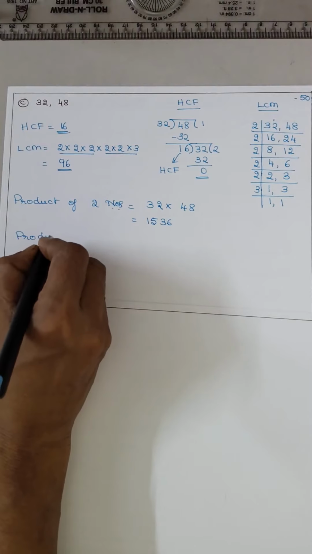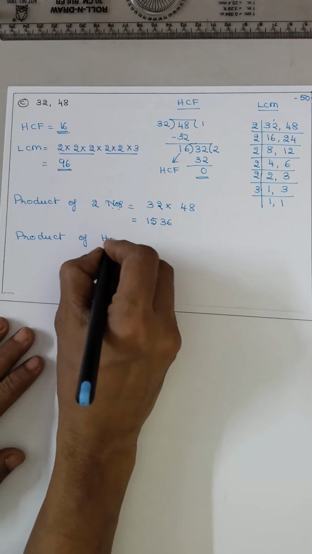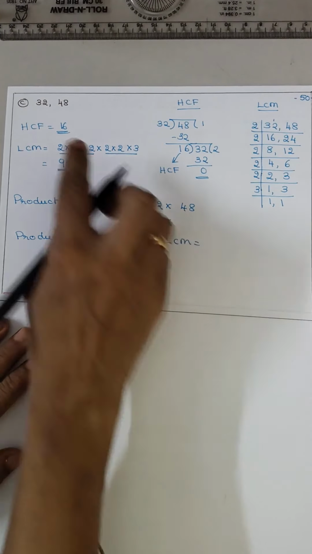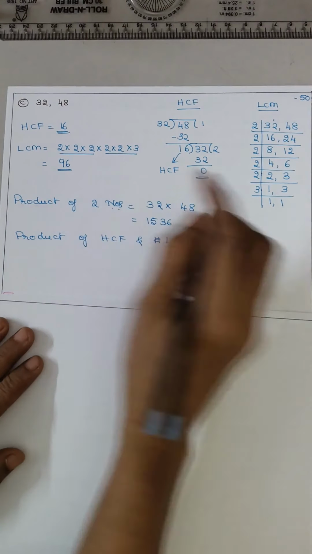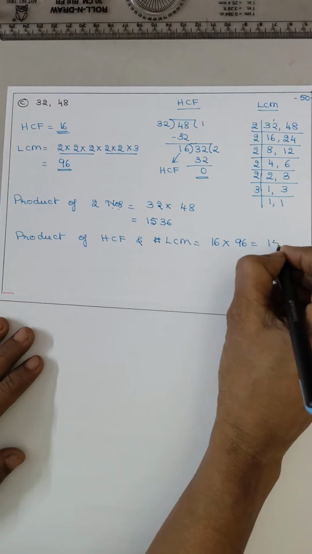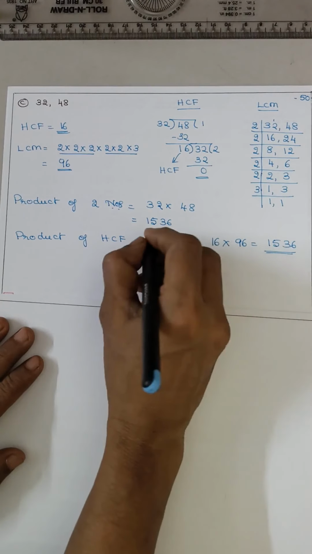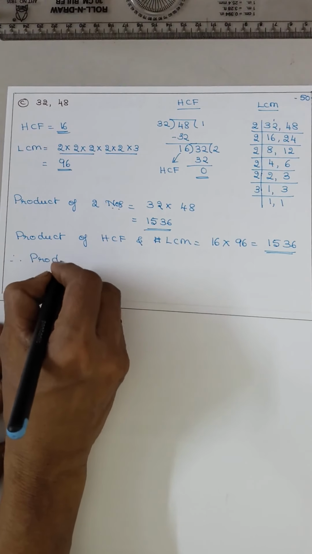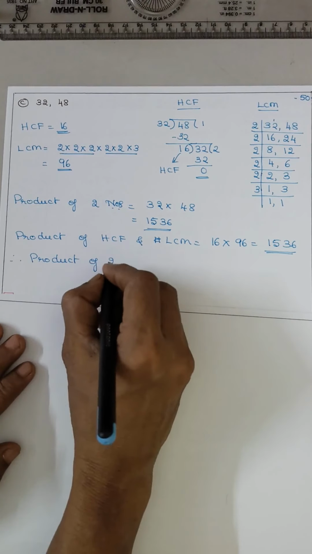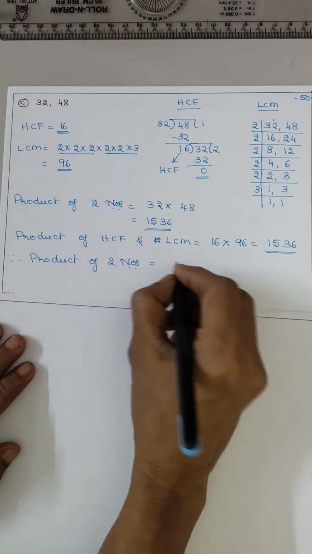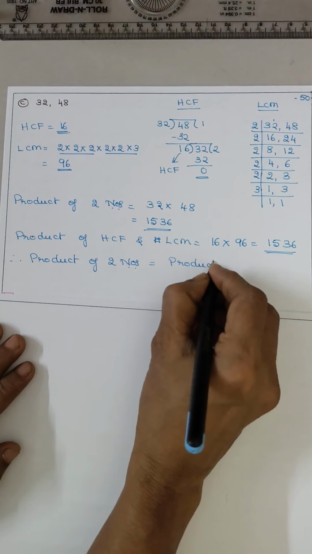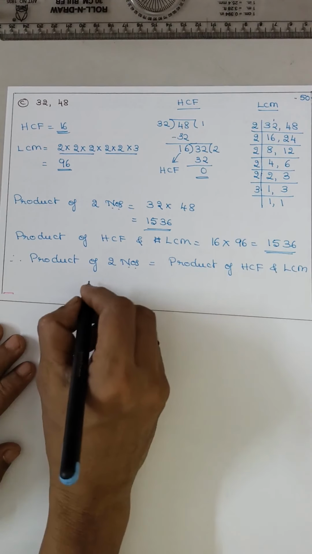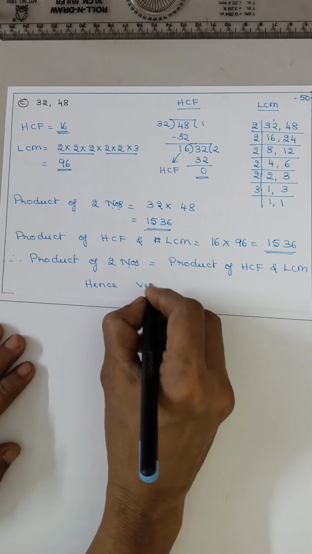Then product of HCF and LCM. HCF we got 16, LCM we got 96. This also will come as 1536 when you multiply. Therefore, product of two numbers is equal to product of HCF and LCM. Hence, verified.